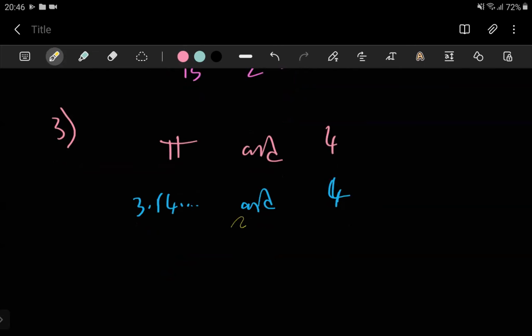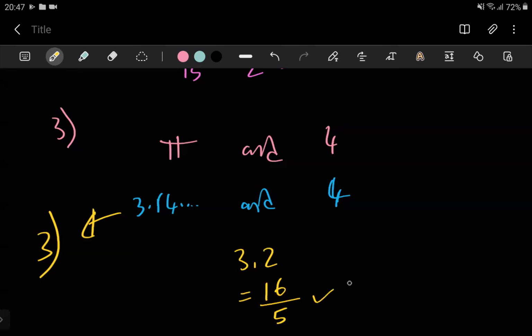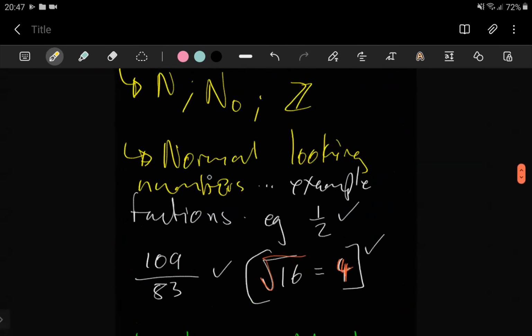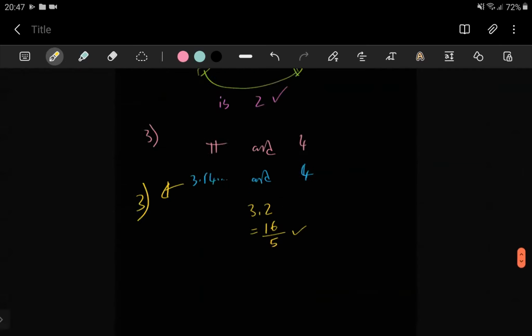3. But then you see 3 is before this one. 3.2? Yes, that's perfect. 3.2. Because if you put 3.2 in your calculator, it's going to come out as something normal to look at. You see, 3.2 is going to be equal to 16/5, like that. And that's a rational number between pi and 4, because remember, this qualifies for the simple definition we gave. And our simple definition was normal looking numbers, for example, fractions.